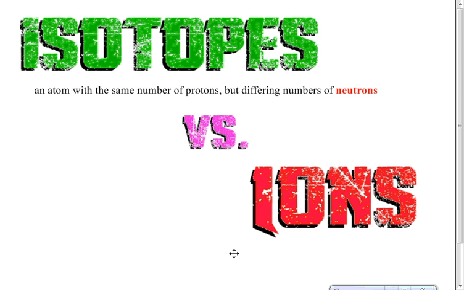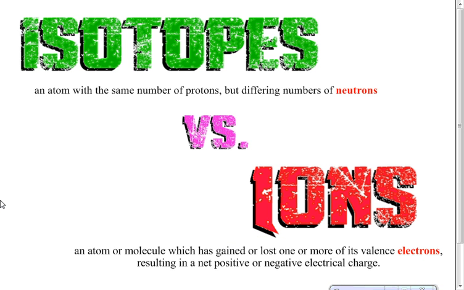So what is an ion? A little longer of a definition. An ion is an atom or a molecule which has gained or lost one or more of its valence electrons. We haven't talked about valence yet, but the key word is electrons, resulting in a net positive or negative electrical charge. So if I gain electrons or if I lose electrons, I'm going to be changing the charge because we talked about that electrons have a negative charge. Oh wait, don't protons have a positive charge? Yes, they do. So we'll talk about that relationship.